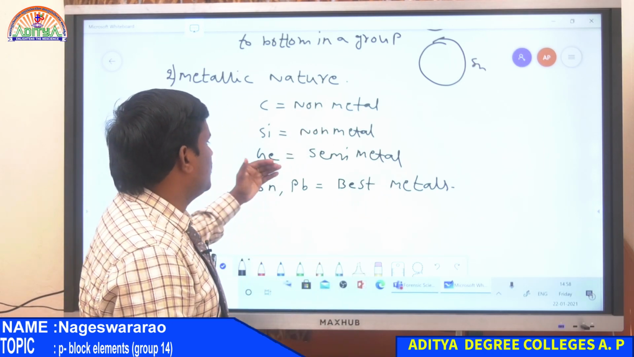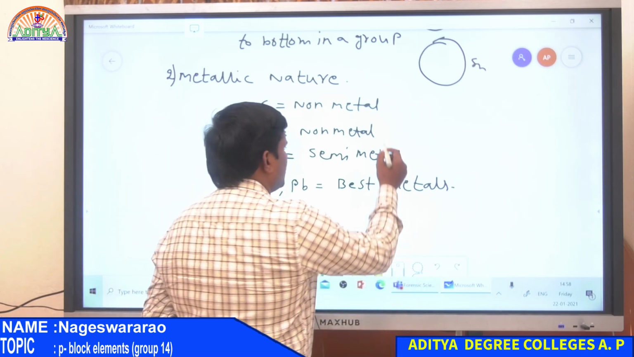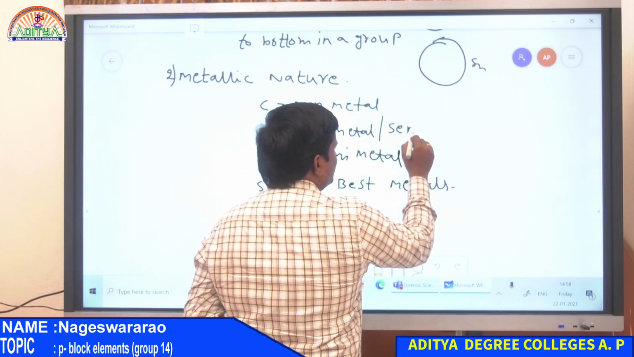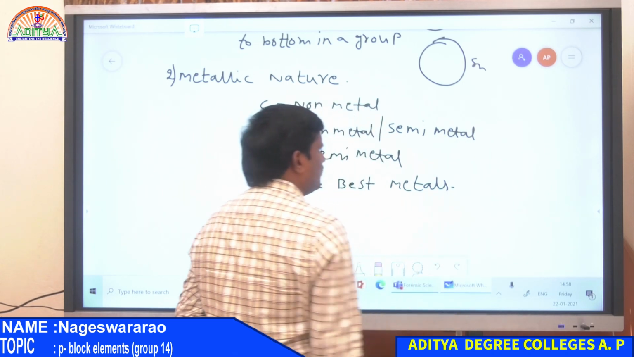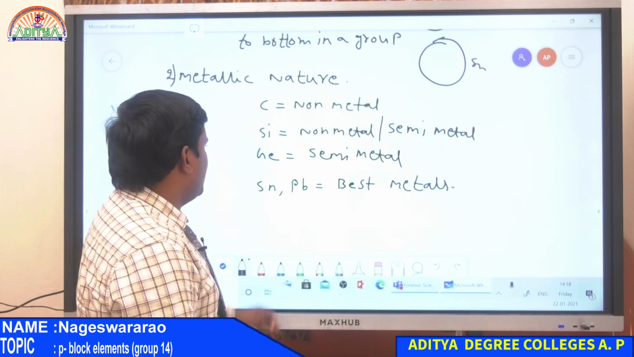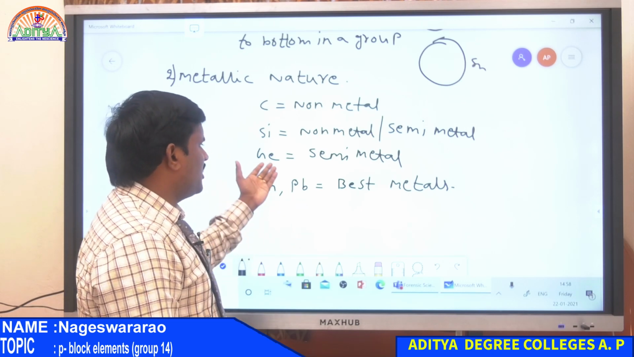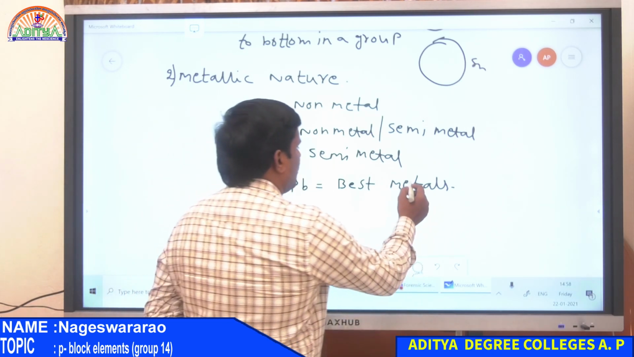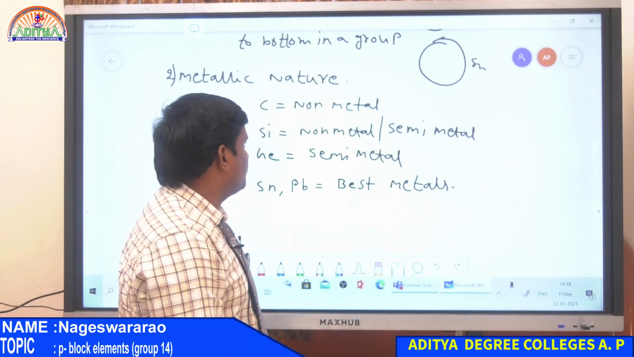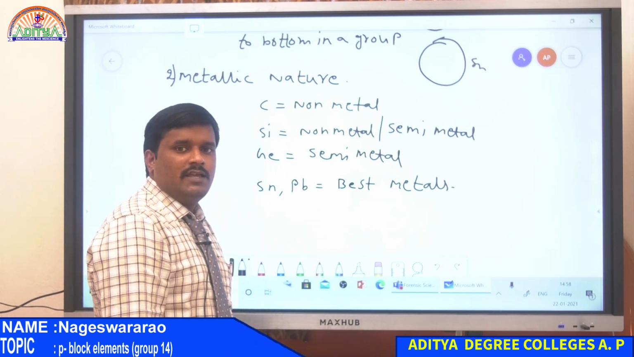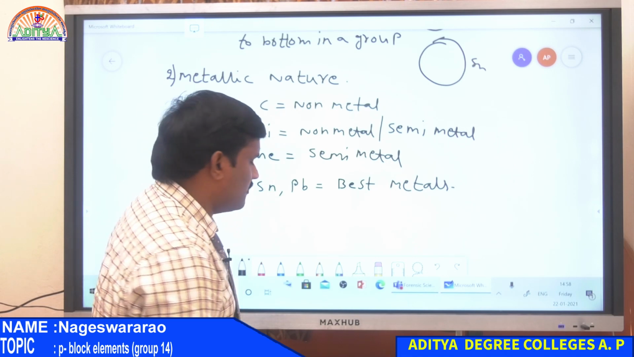Carbon is a non-metal, silicon is a non-metal, and sometimes silicon also behaves as a semi-metal, but it is not a pure metal, only a semi-metal. Germanium is a semi-metal. And the last ones, tin as well as lead, both are good metals. Therefore, metallic character increases from top to bottom.